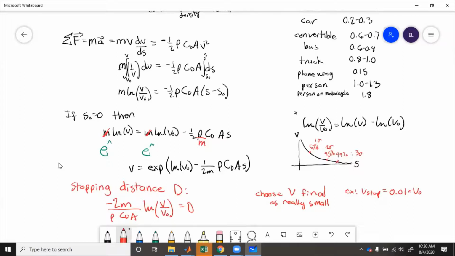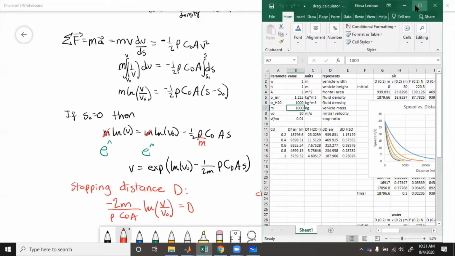So now it's interesting, if you look at this math, it can seem kind of complicated, so I put it into a spreadsheet so that we can see how the drag coefficient and the speed and the air density and stuff affect the distance. So we look at this sheet.